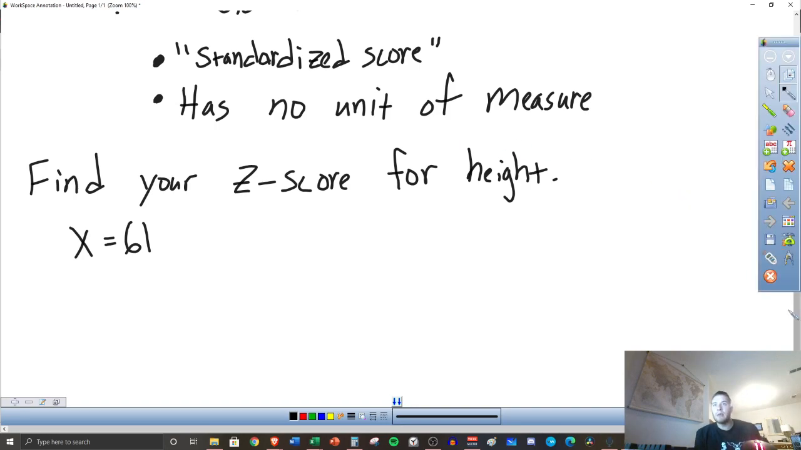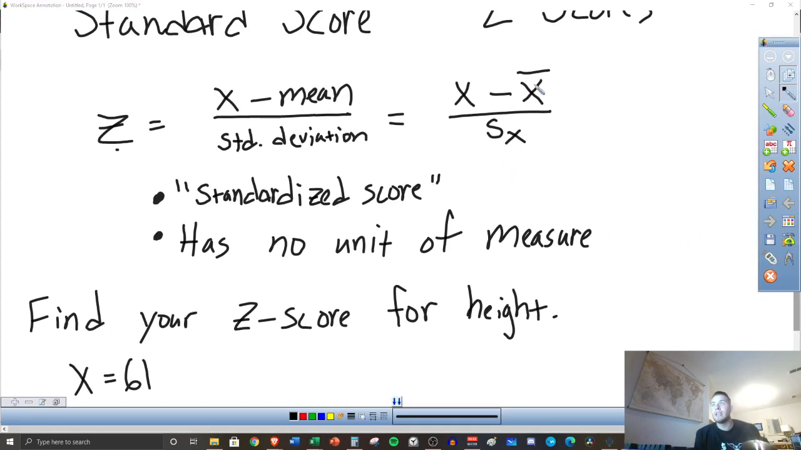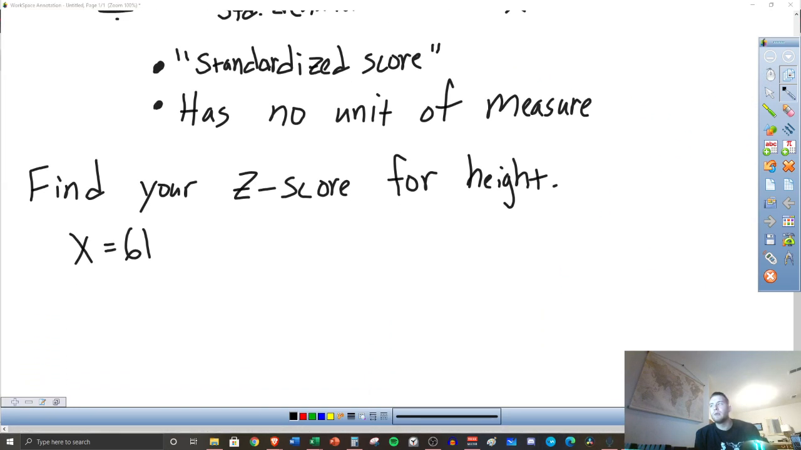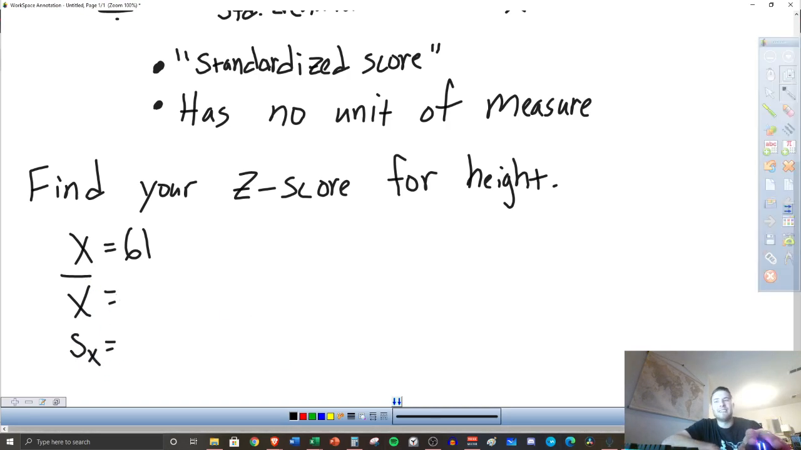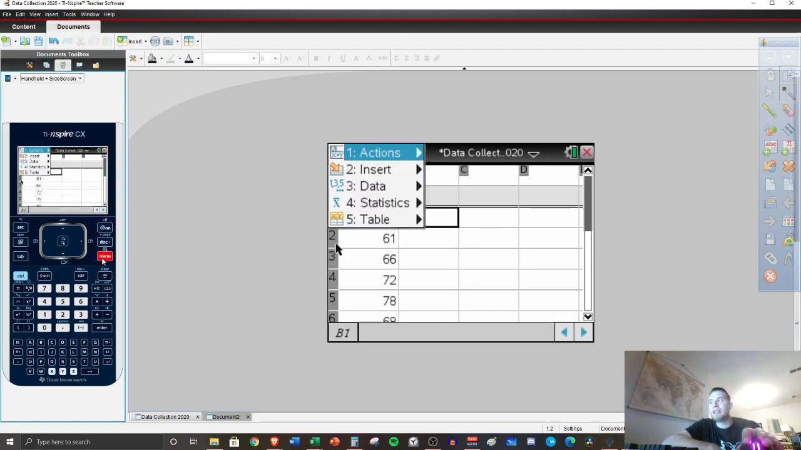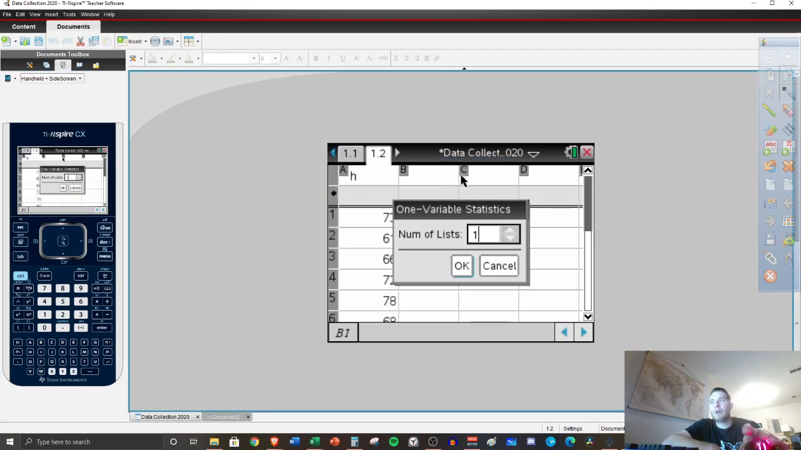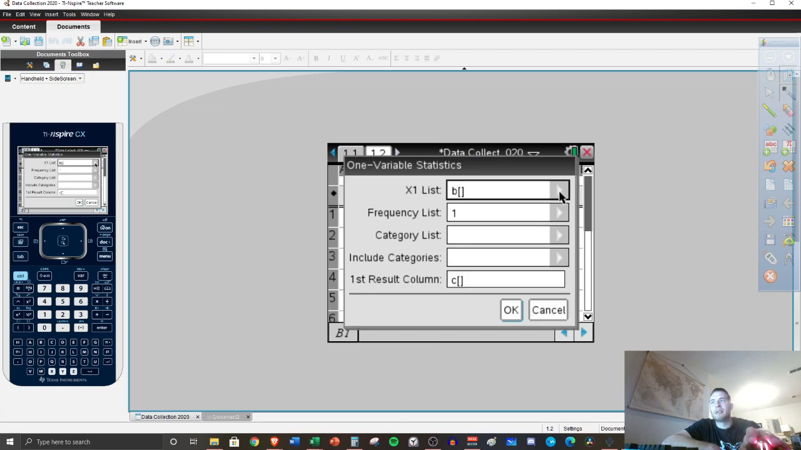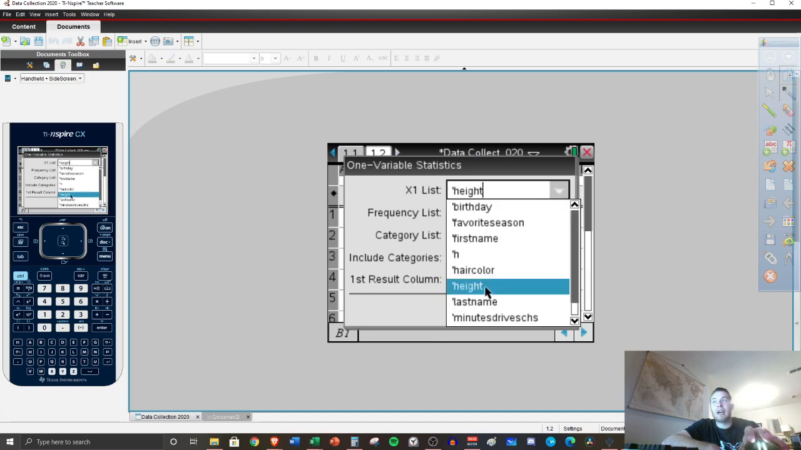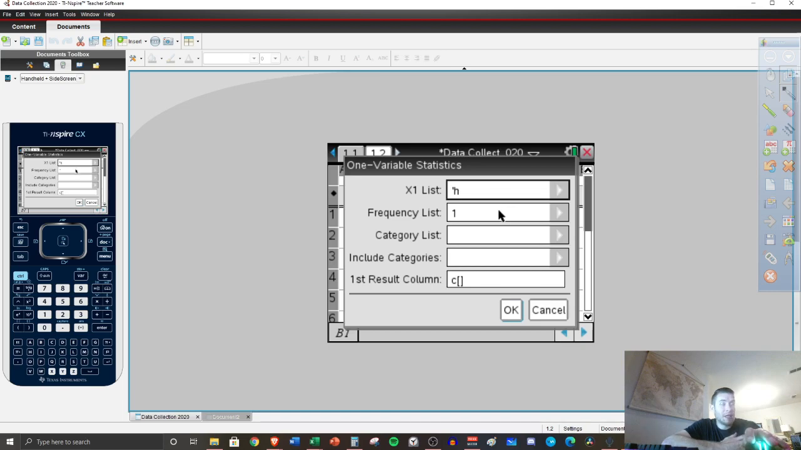What else do I need to be able to calculate this? Well, I need x bar and I need s of x. That's the mean and the standard deviation. So we need to find that, x bar and s of x. How do we find that? Well, we're going to go over here, we do menu 411. We learned that last chapter. Go ahead and make sure you've got a lot of options here. H is what we named our list.